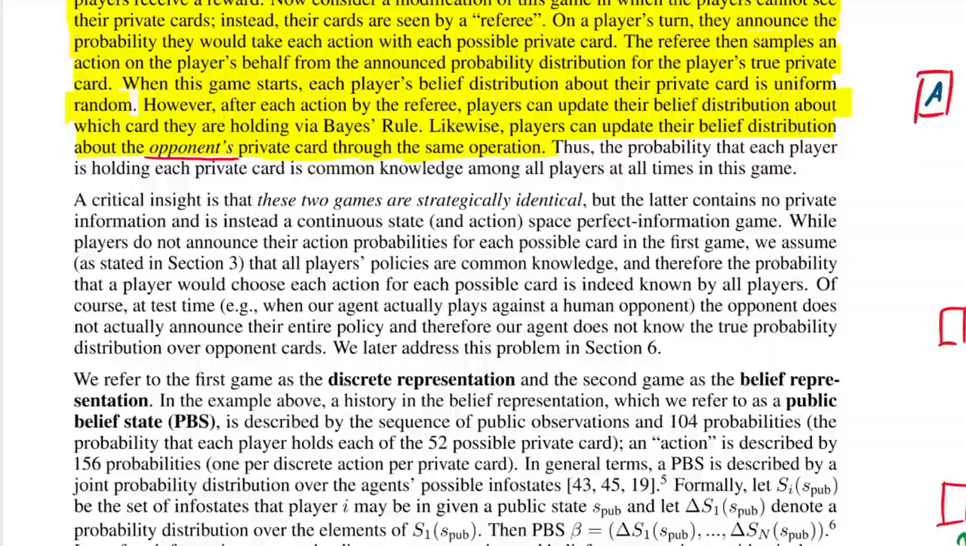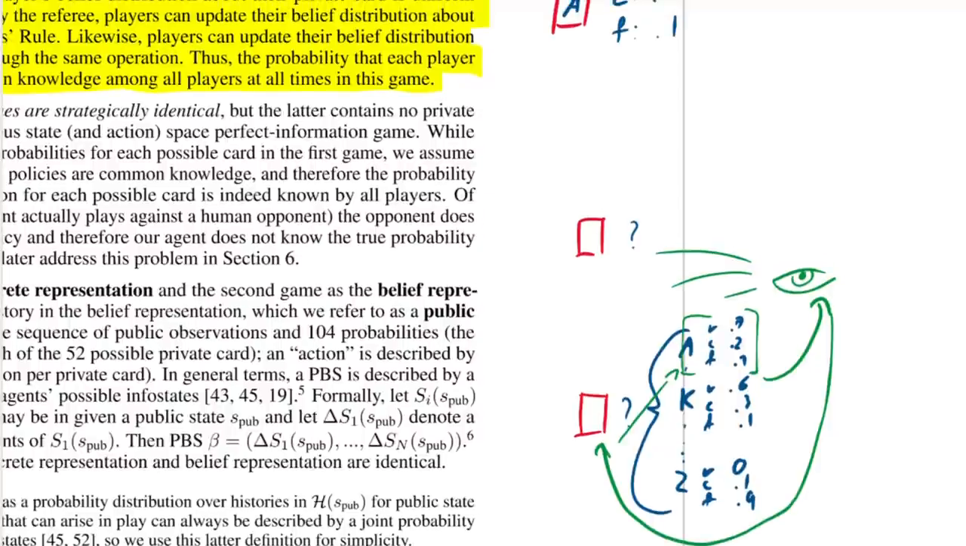So you sort of treat yourself like a different player, like an opponent player that you don't know the private cards of. Thus, the probability that each player is holding each private card is common knowledge among all players at all times in this game. So that makes it such that you don't know your opponent's card, you don't know your card. You have to use sort of the same algorithm to determine what everyone has. That means that all the knowledge is shared. No one knows the true private cards, but everyone knows the same things.